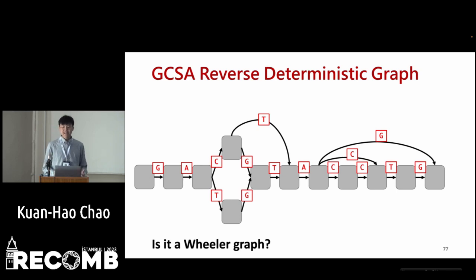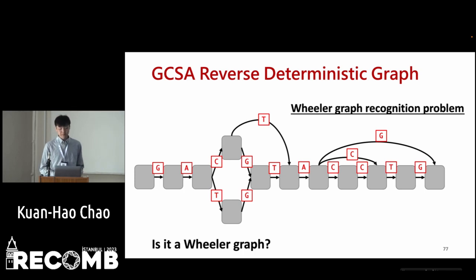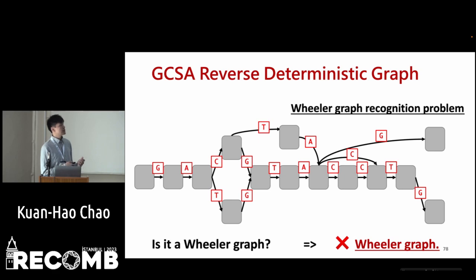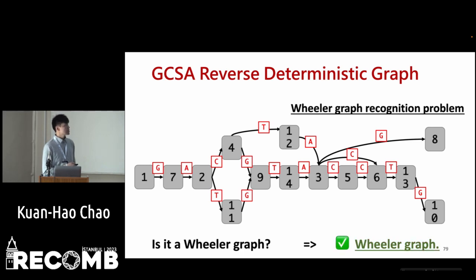Now the question is, is this edge-labeled graph a Wheeler graph? This problem is defined as the Wheeler graph recognition problem. It turns out that this is a pretty hard question. One of the main contributions of our work is that we create a recognizer that, given an edge-labeled graph, tells the answer whether it's a Wheeler graph. And here I'll just tell you the answer: this is not a Wheeler graph. However, we can fix it by unzipping some of the nodes into bubbles and actually turn this graph into a Wheeler graph. So this is the Wheeler graph ordering of this reverse deterministic graph.